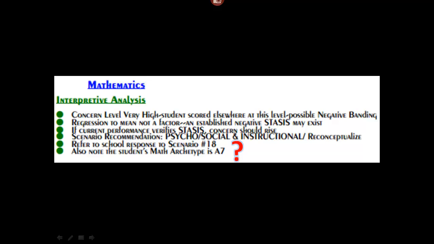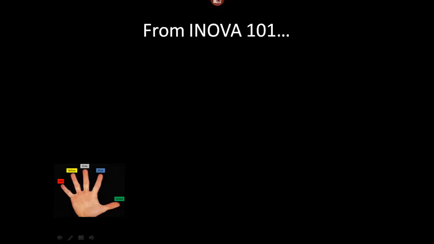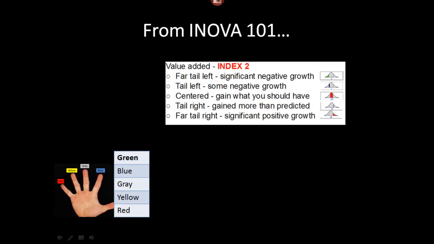And what are scenarios and archetypes? In order to clearly understand these, let's quickly review what we have previously learned from INOVA 101. From the INOVA 101 training, we know that there are 5 colors when looking at students' likelihood of passing. We have green, blue, gray, yellow, and red. These directly correlate to index 1.